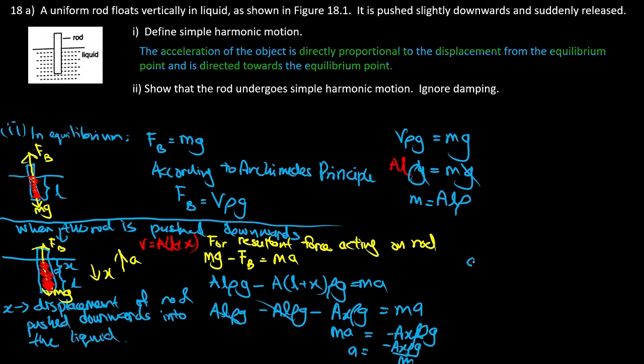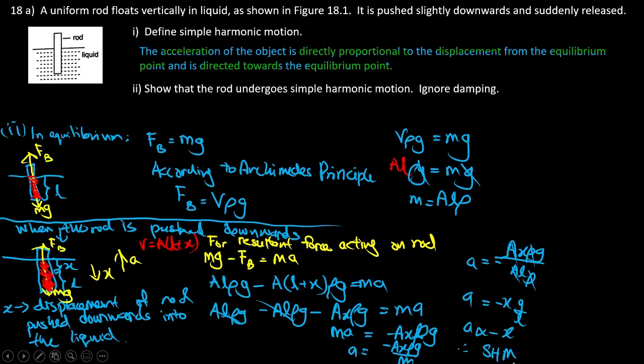And you know that m is equivalent to AL rho. So cancel out. So you will have negative X g over L. So now you have proved that a is directly proportional to negative x. Thus, it's a simple harmonic motion.